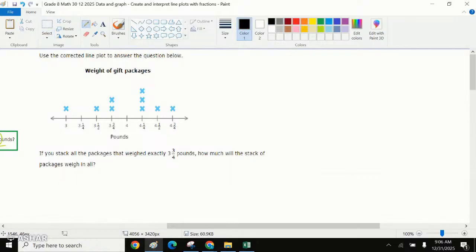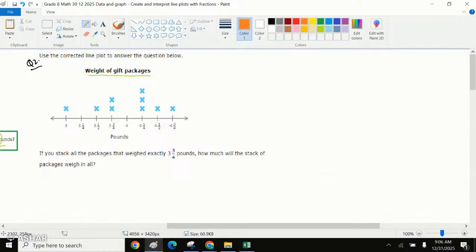Question number 2 states: use the corrected line plot to answer the following questions. It's still talking about the weight of the gift packages, right? Yes, but they're asking a different question in this case. For the weight 3, for 3 pounds, there was one package. 3.5, there was one package. 3.75, there were two packages. 4.25, 4 and 1 quarter, that was 3 packages. 4.5, one package. 4 and 3/4, one package, right?